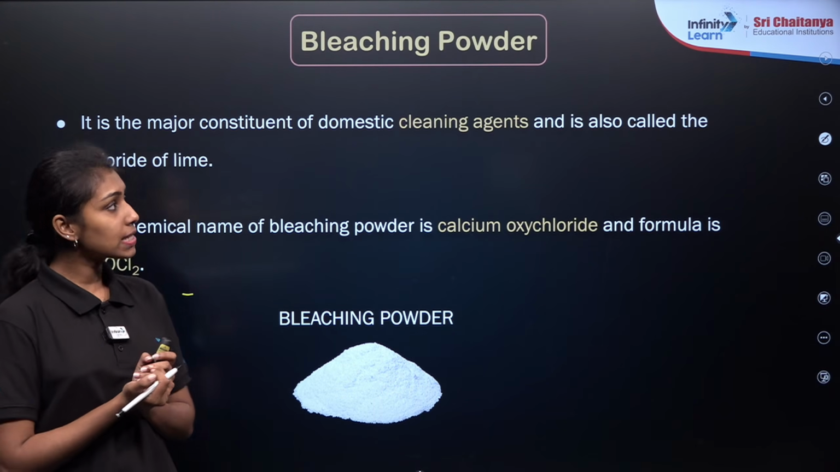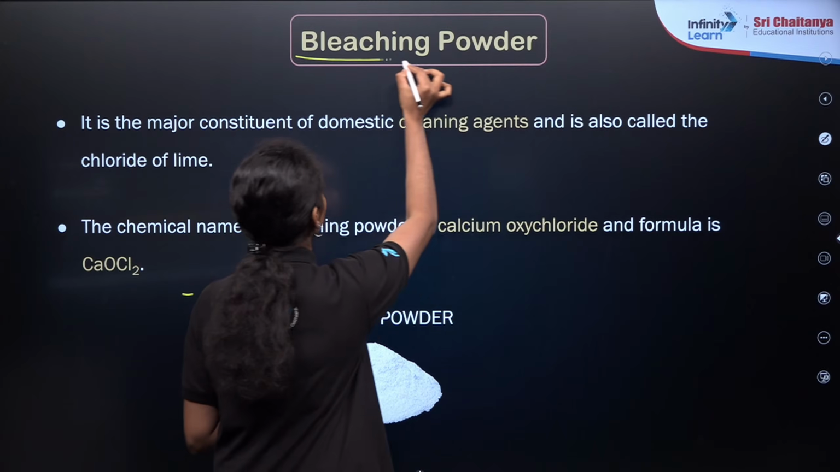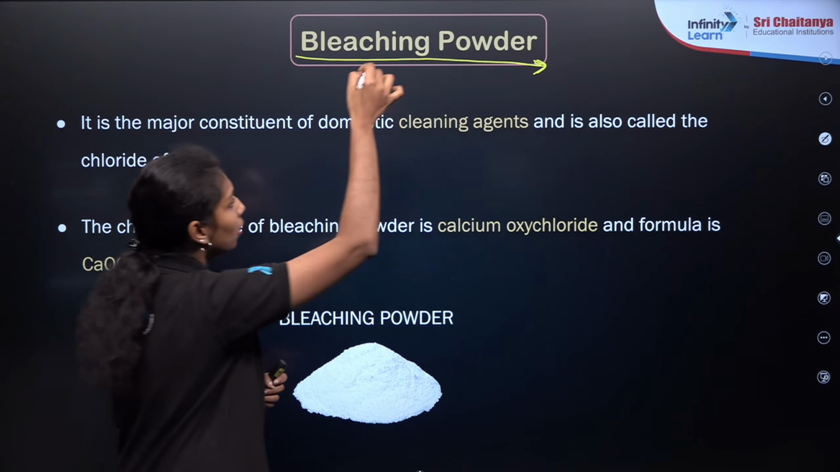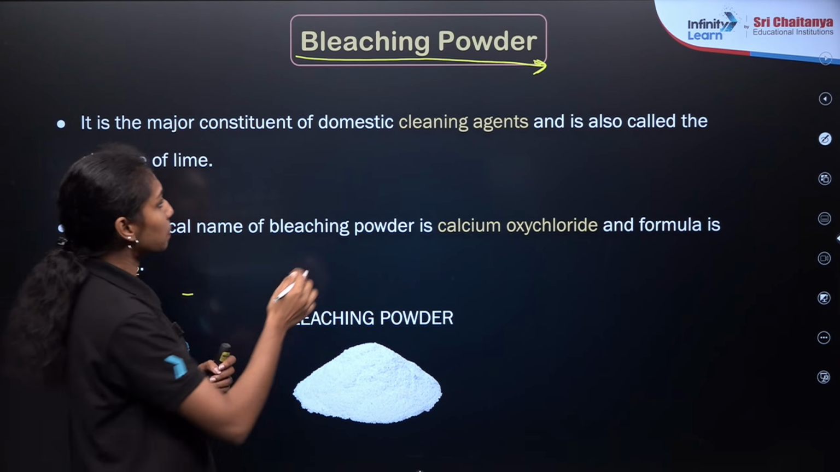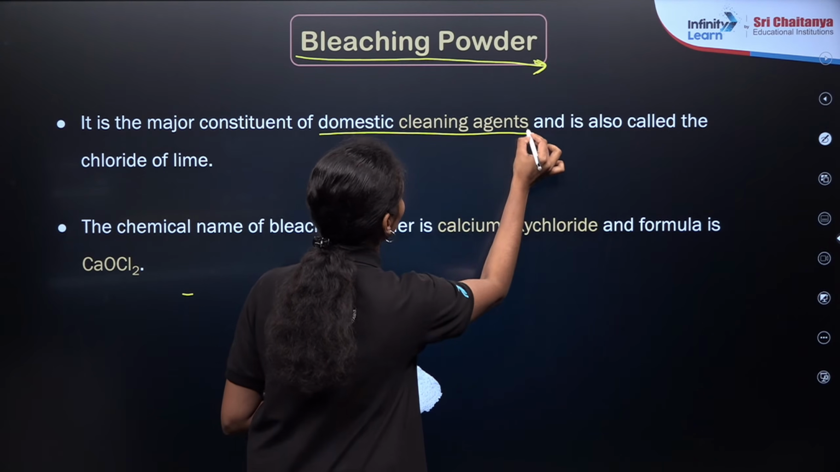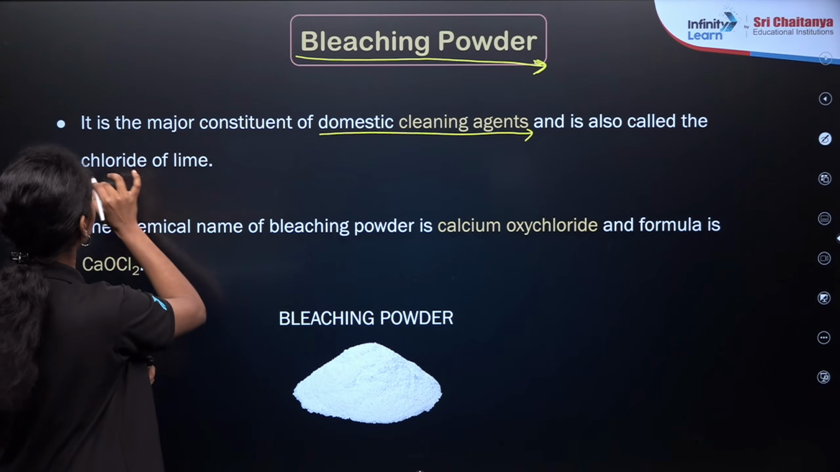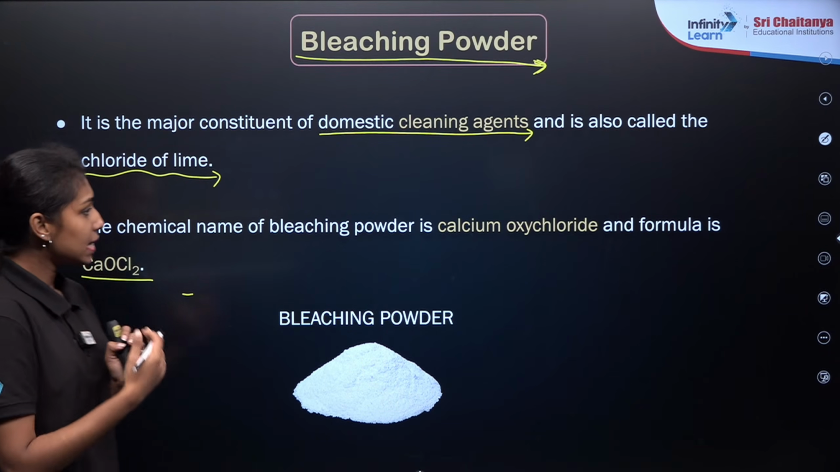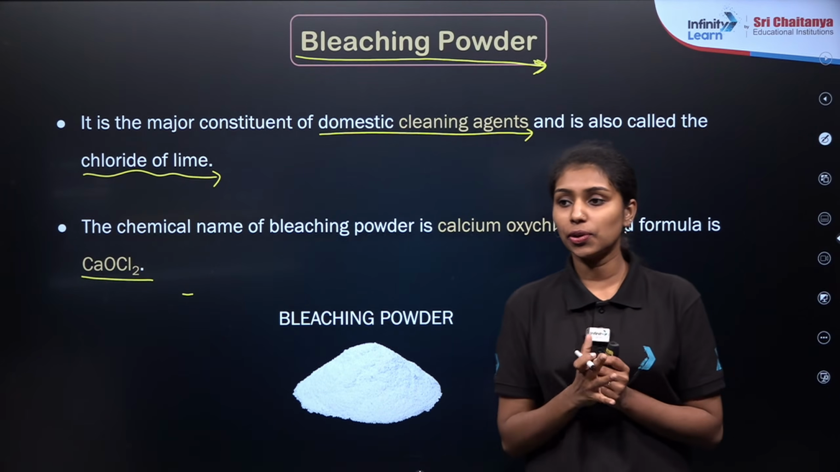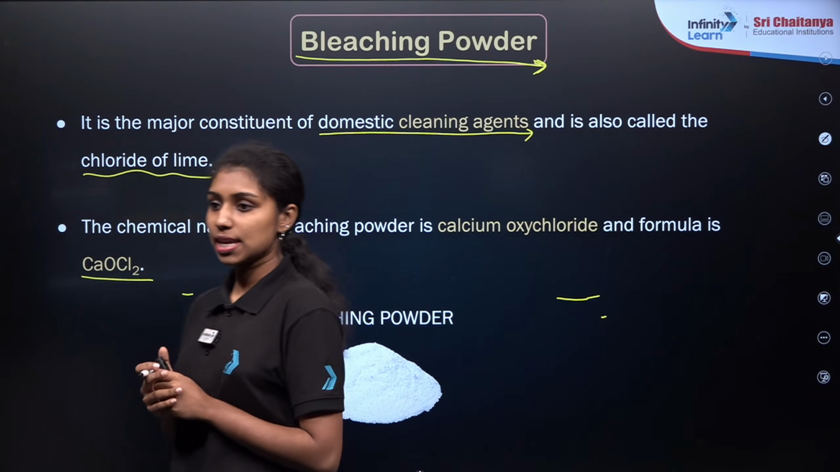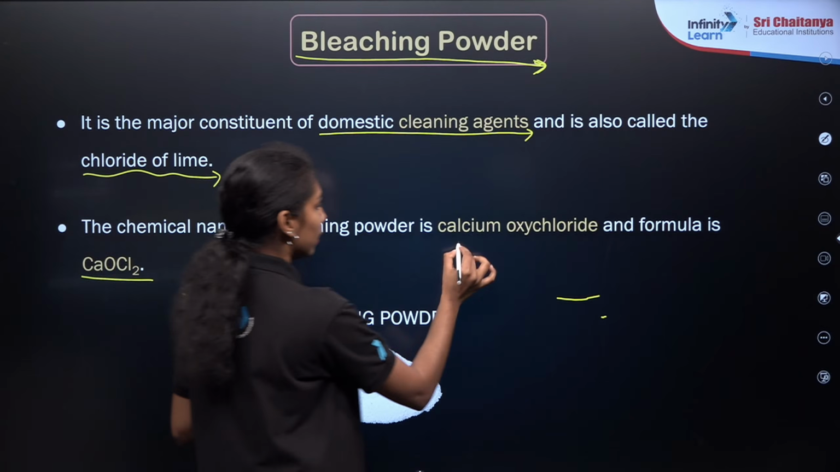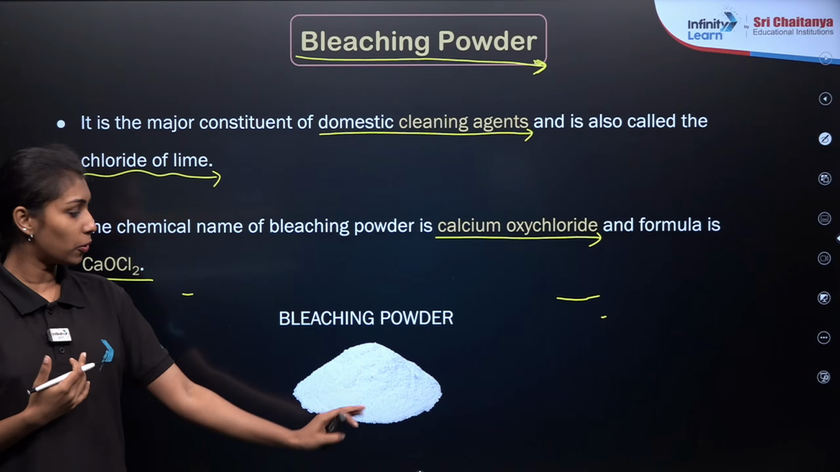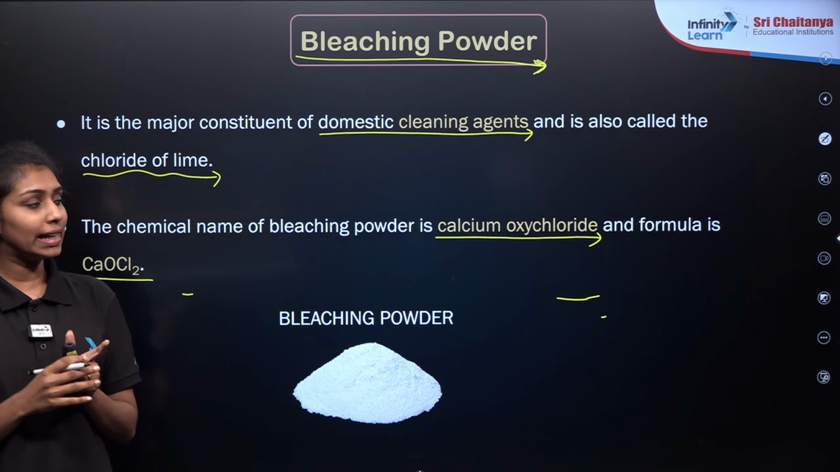Now we need to discuss the next compound, that is bleaching powder. As we already know, for domestic cleaning purposes, we are using bleaching powder as the component. So what is the chemical formula of bleaching powder? CaOCl2, otherwise also known as calcium oxychloride. As you can see over here, this is a white powder, known as bleaching powder, used for cleaning purposes.